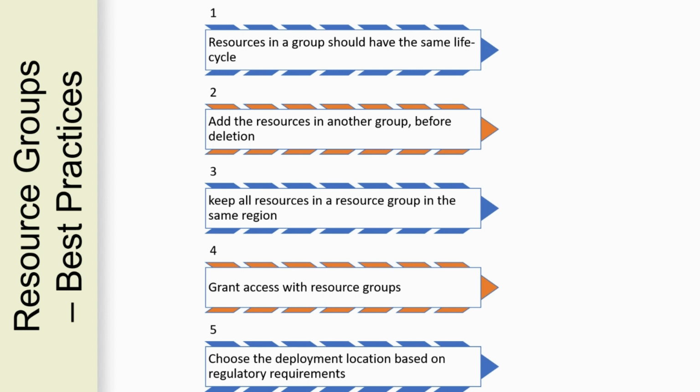The third one is it is a best practice to keep all resources in a resource group in the same region to reduce latency or cross region data transfer. And the fourth important one, grant access with the resource groups. You should use resource groups to control access to resources. And the fifth and final one, every resource group has its own deployment location to store the metadata of the services which are contained in the resource group, no matter in which location your services are deployed. So choose the deployment location based upon regulatory requirements.